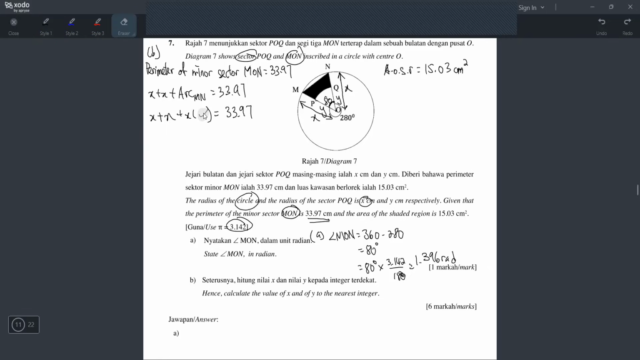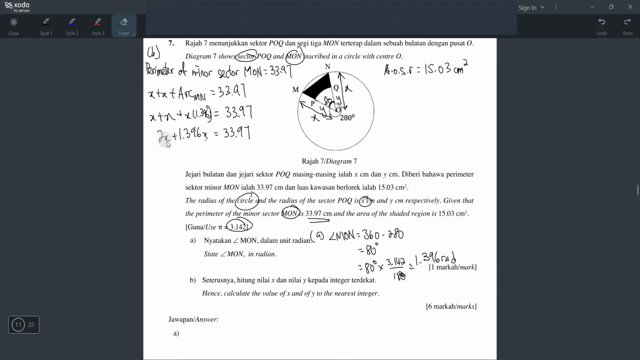So what we have to put here, do you remember just now? Here we have to put what? The arc MN, which is the r theta formula. R is the radius, which is x, the theta is 80 degrees in radians, and I already found it to be 1.396. So just put it in, right? So now you get x plus x, which is 2x, and then plus 1.396x equals 33.97. We can combine x with x.